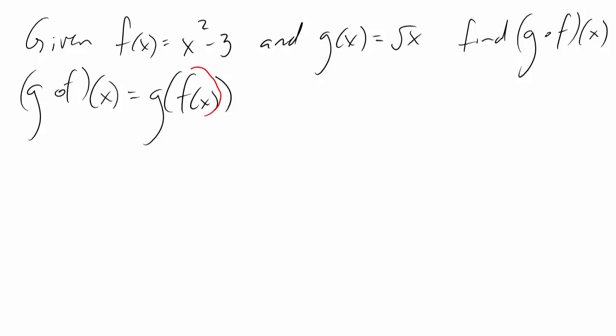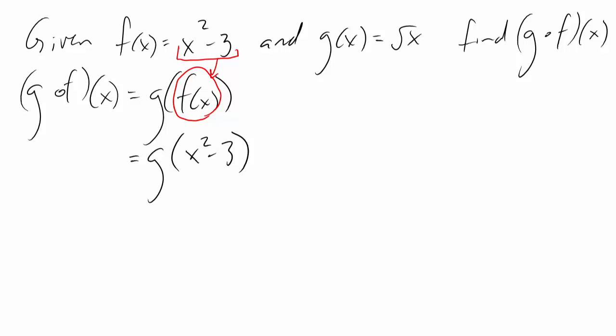All right, so this first step here helps break things down a little bit, so we get to now just focus on what's inside the parentheses, which is our f of x, which is that x squared minus 3. So that's going to go in place of the f of x in our composition. So we're now left with g of x squared minus 3.